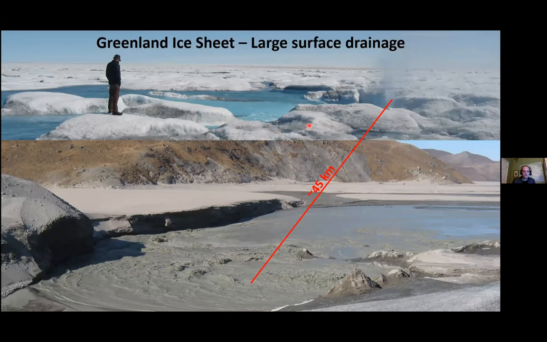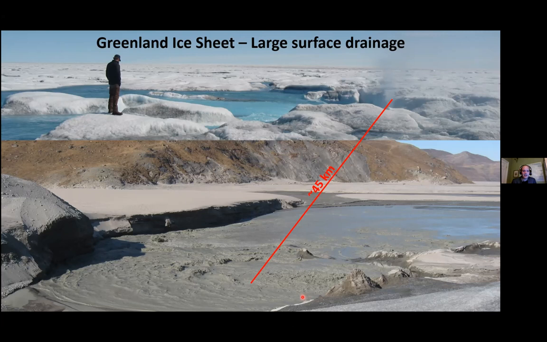is a much, much larger subglacial system. So this is an Eastern Greenland system, where you have meltwater going to the bed and then coming out at a glacial terminus. From where this superglacial stream flows down this moulin and comes out, that's more like 45 kilometers. So this is more than an order of magnitude larger than a small alpine system.